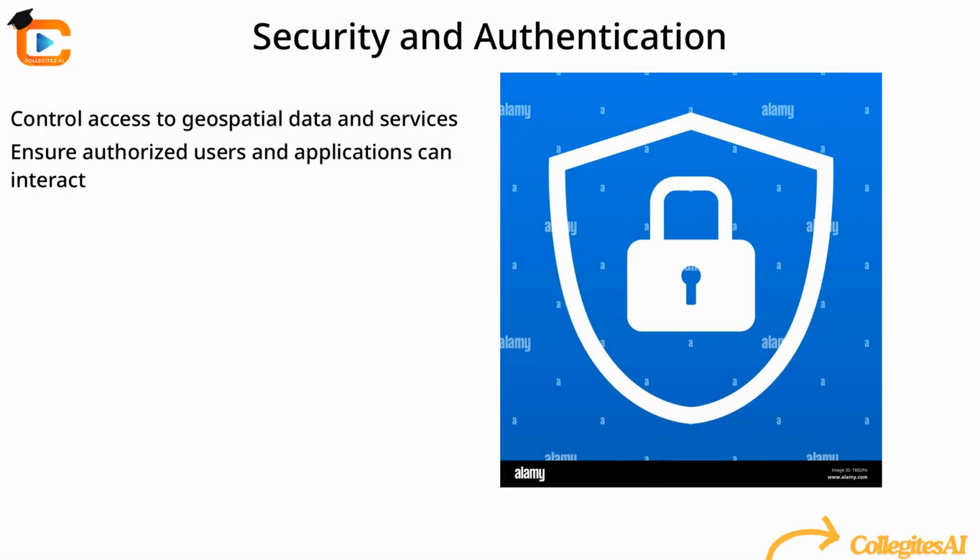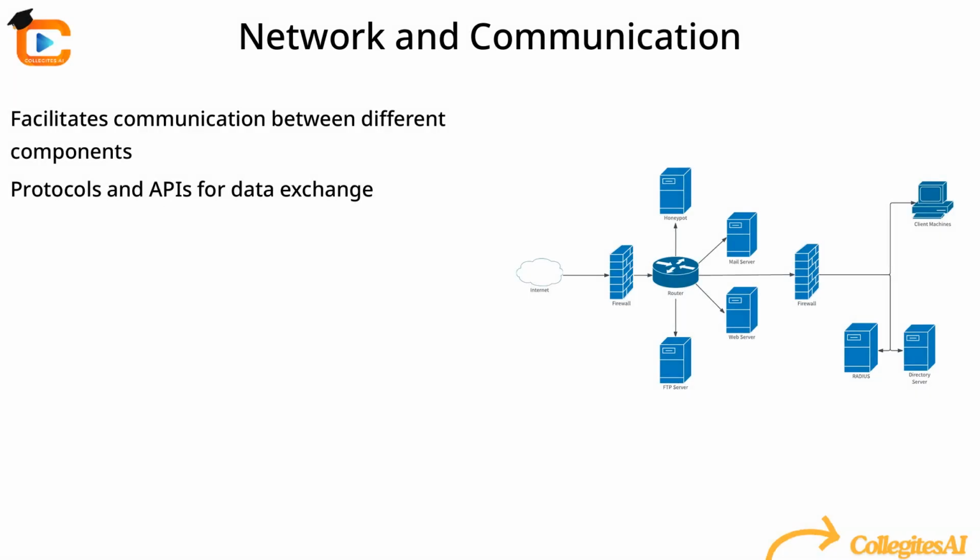Security measures are put in place to control access to geospatial data and services, ensuring that only authorized users and applications can interact with them. The network infrastructure facilitates communication between different components. It includes protocols and APIs for data exchange, enabling seamless interaction between the various elements of the OGC functional architecture.